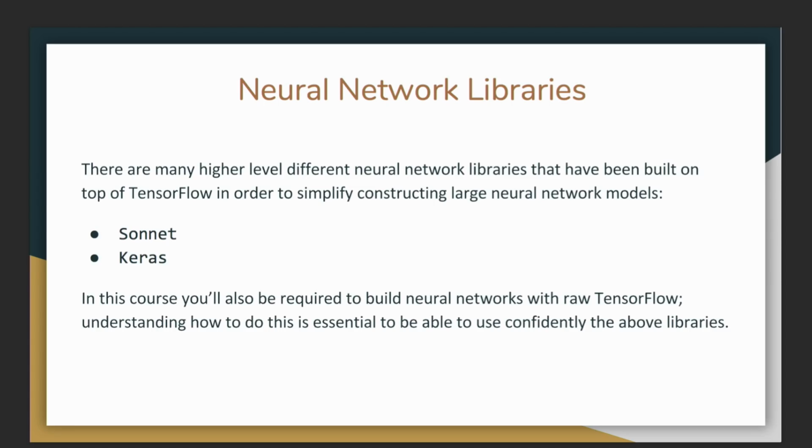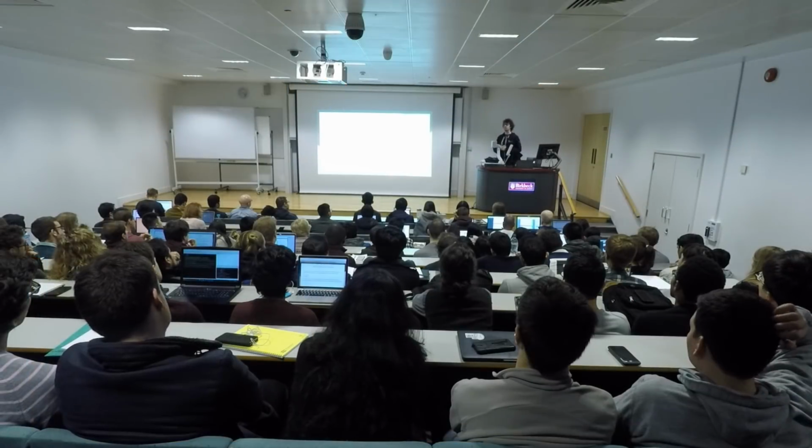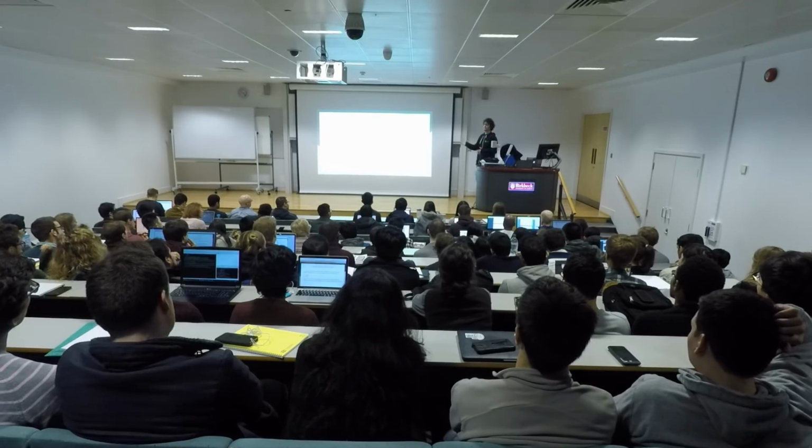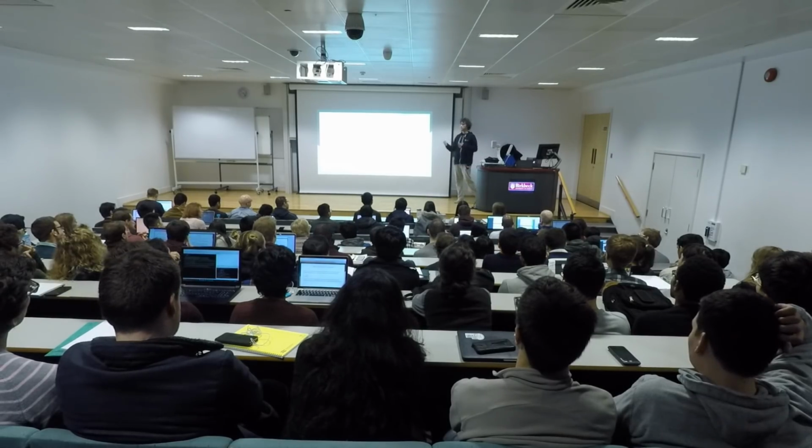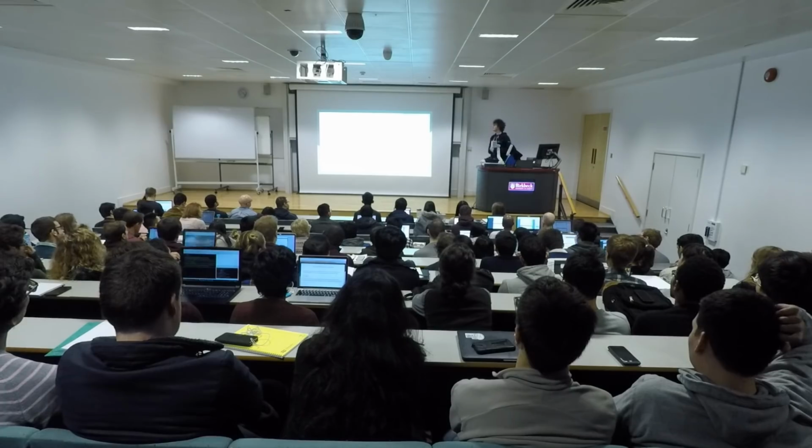So just two examples for future reference. One is Sonnet and one is Keras. Sonnet is the neural network library we use at DeepMind, and it's now open source. Keras is a neural network library which supports multiple backends. You can use TensorFlow as backend, you can use Torch, you can use Theano, I think, as backend.